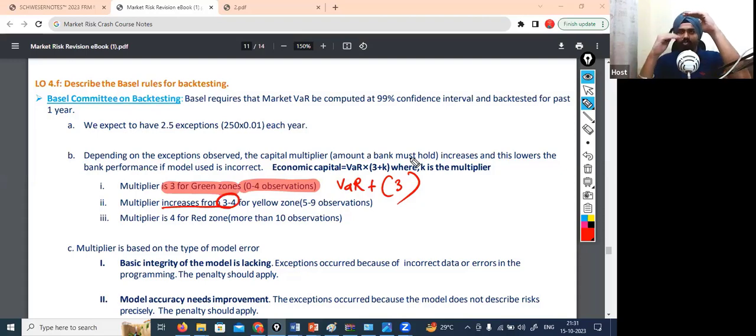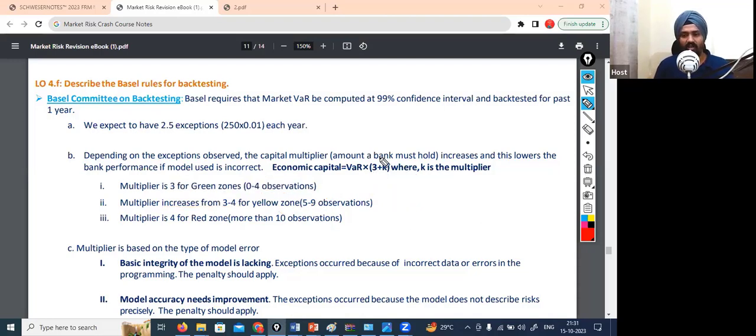So there are ranges. If you have 5 to 9 exceptions, the multiplier increases, and if you have more than 10 exceptions, the multiplier will be 3 plus K, where K is 1, so 4. So rather we can just say that it's going to be 4. So VaR into 4 times. That is what the thing is.